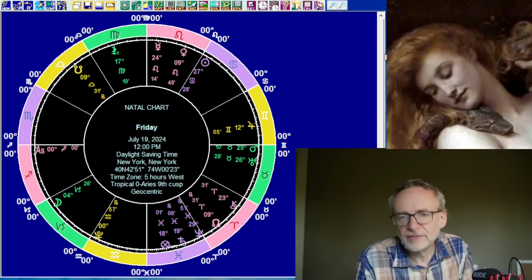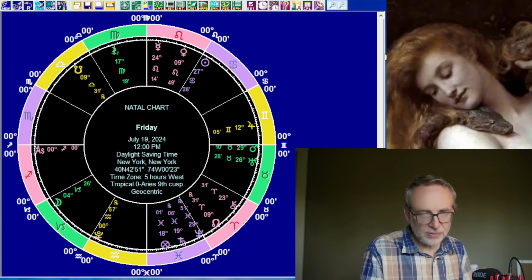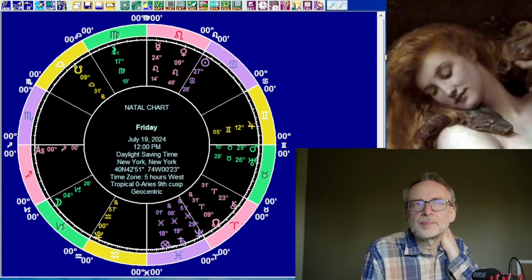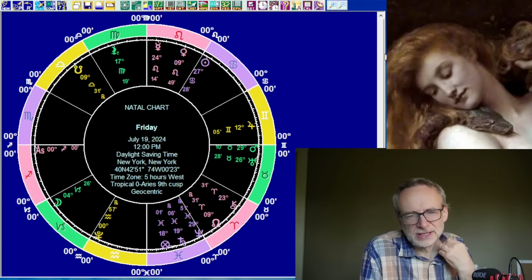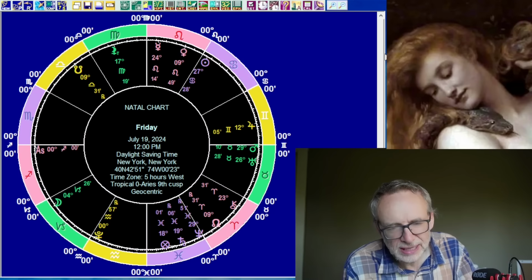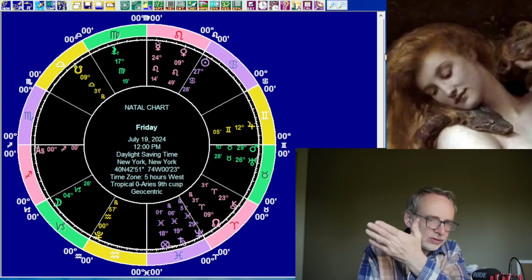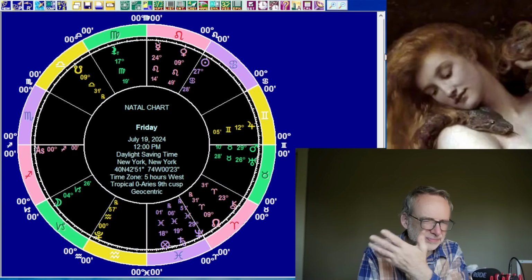Now, the moon, by the way, is leaving your sign. If you're in the Americas, Europe, Africa, the moon is out of Sagittarius. At least it will be out of Sagittarius by the late morning, depending on exactly where you are. So moon out of Sagittarius into Capricorn. If you're in Australia, New Zealand, the moon won't move out of Sagittarius until this evening.